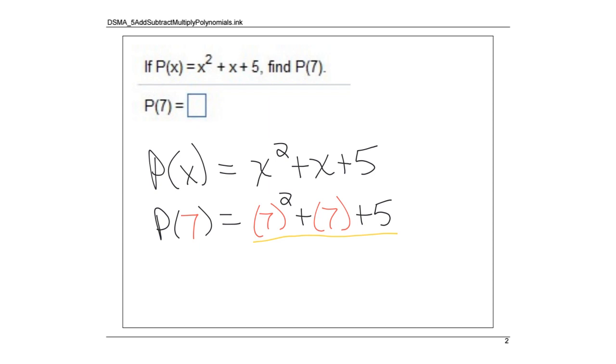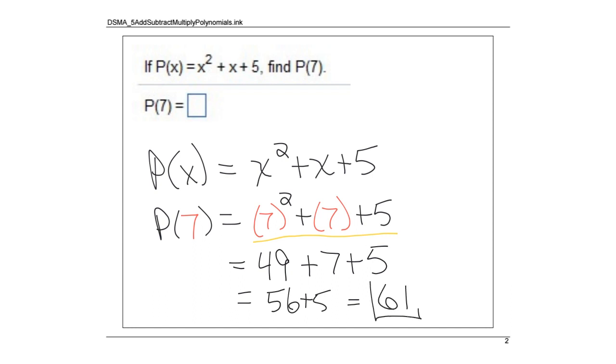All right, so let's go ahead and clean this up. We have 49, 7 times 7, plus 7, plus 5. So that's going to give us, let's see, 56 plus 5. And so that is 61, right? And so what happens with these actually, when we have functions like this, is actually an ordered pair. We put 7 in, right? We put x into the function, and we got 61 back out, and that is our y.